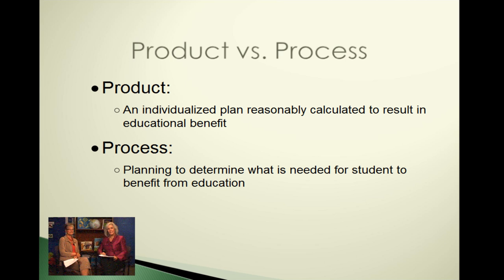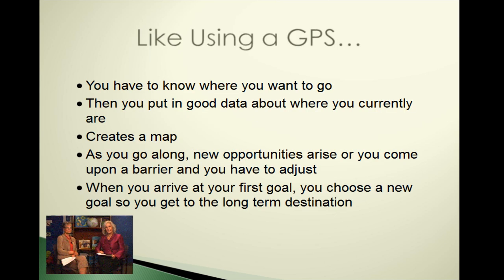It's kind of like using a GPS. First of all, you have to know where you want to go. Then you put in some good data about where you currently are, and it creates a map for us. And that IEP is the map. As you go along throughout the year, there are new opportunities that arise. You come across new data. You might have to make some adjustments. When you arrive at your first goal, which is the end of the first year, you choose a new goal, and you put in new data, and you start over.